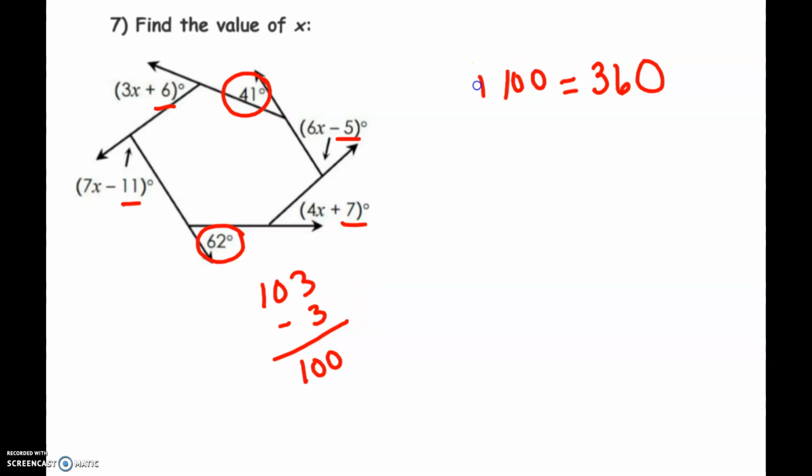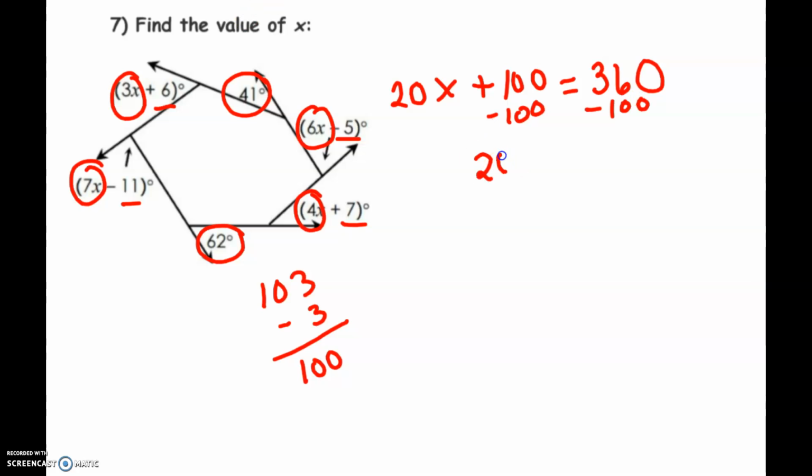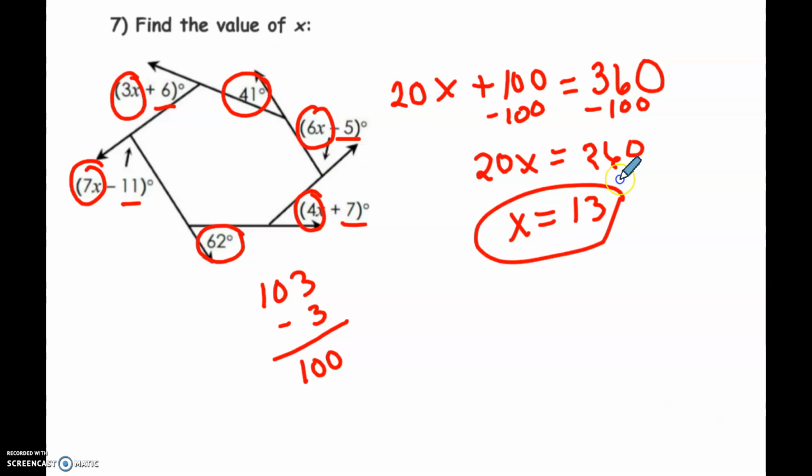To that I need to add my x terms. I have 3x and 7x, that's 10x, 6x and 4x, that's another 10x. So I've got 20 x's total. And we can just solve this equation, subtract the 100, and we get 260. So x just ends up being 13 when we divide out the 20.